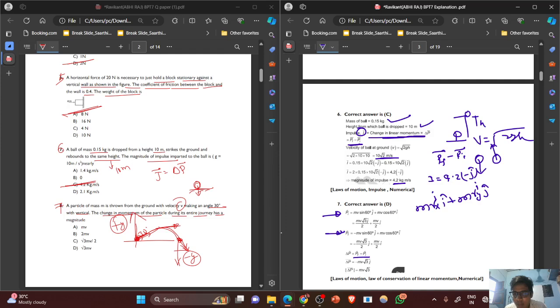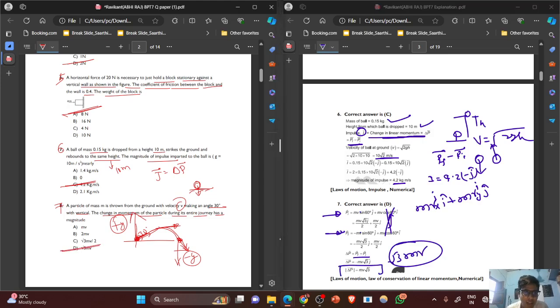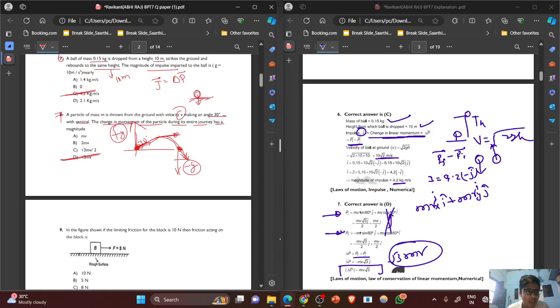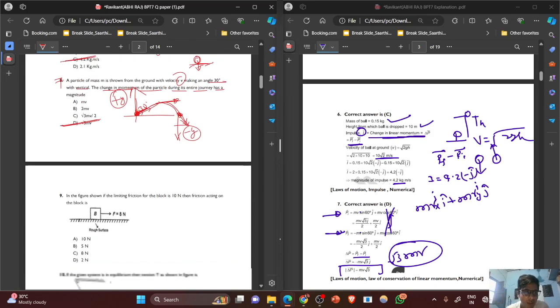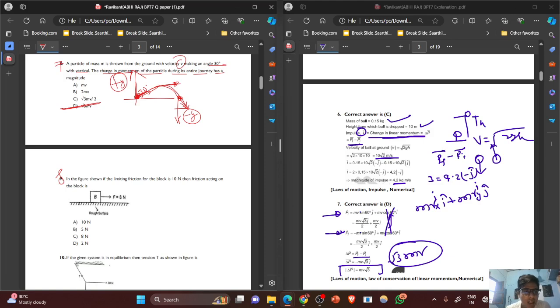Once you do the change in momentum, meaning final minus initial, as you can see the x direction velocity gets cancelled out and the y velocities add. So your change in momentum in magnitude will be root 3 times mv. That is your correct answer, option number D. It's again a change in momentum question, how the momentum is changed. Moving to the next question, that is question number 8.